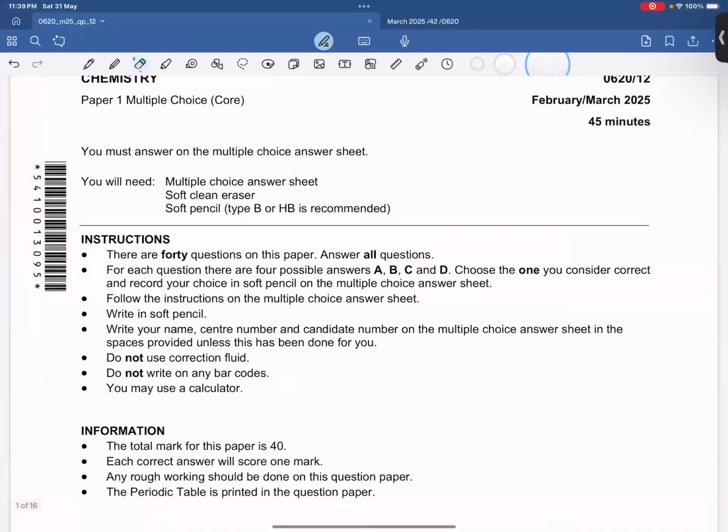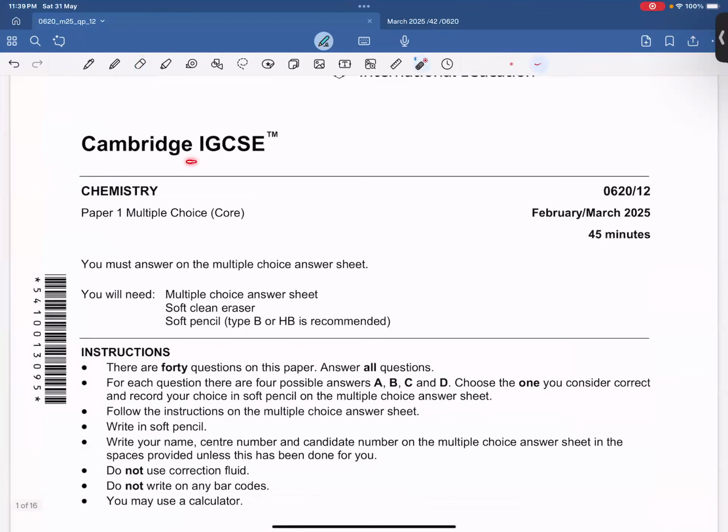Hello everyone. Let's start IGCSE Paper 1 Multiple Choice, February-March 2025, Variant 12. Let's see what we have in this paper.